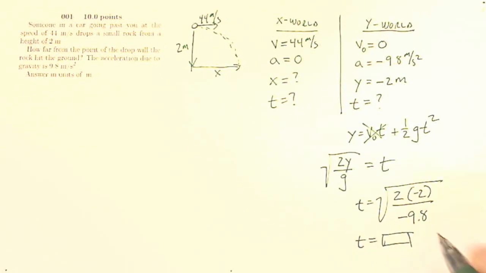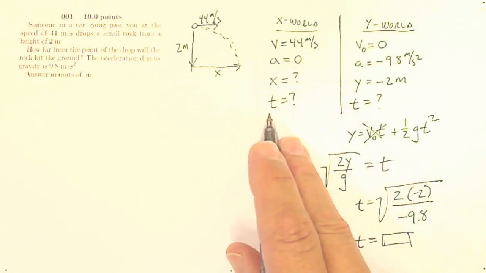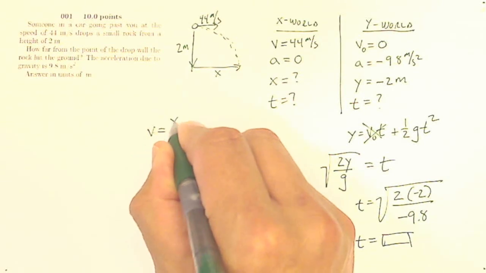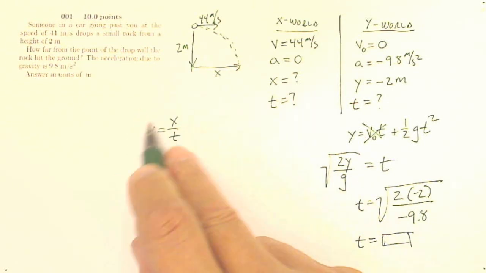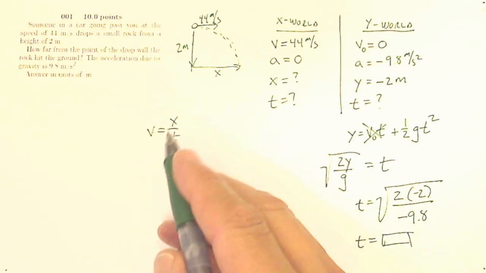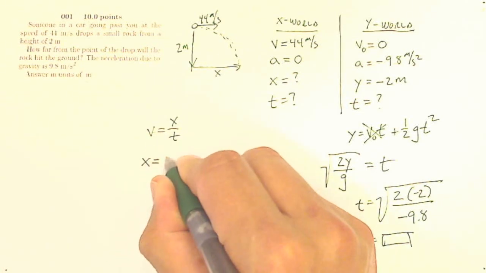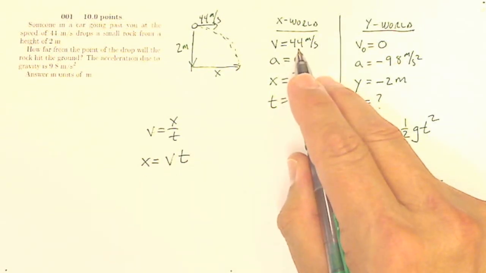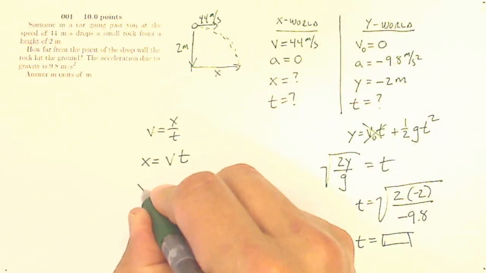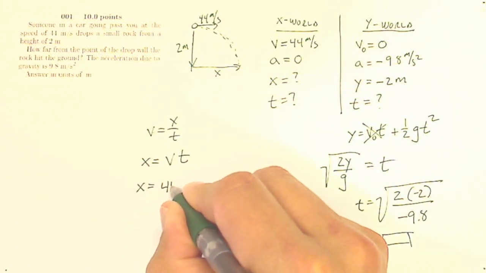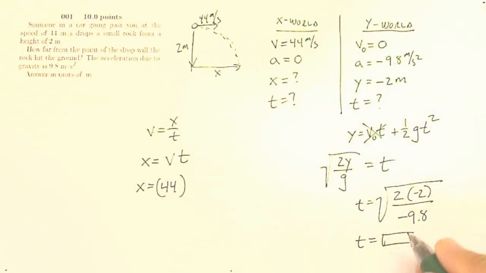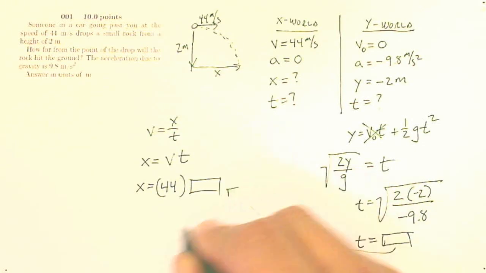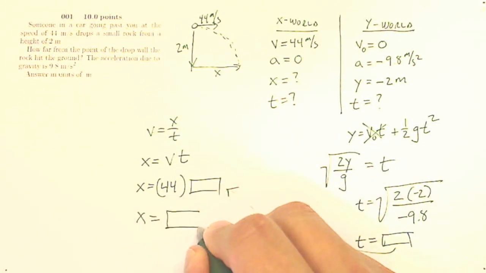Now, once I have my time, I can figure out my distance in the x world, how far it goes. In the x world, I know that my velocity is my displacement over my time, because there's no acceleration, so this is going to work. I also can rearrange this and say that my displacement is going to be my velocity times my time. Now this velocity is my x world velocity. This is what it's doing horizontally. So my displacement is going to be 44 meters per second times my time, whatever this time is from over here. And that will give me my displacement, and that is my answer in meters.